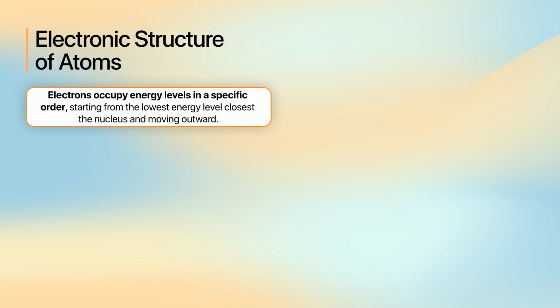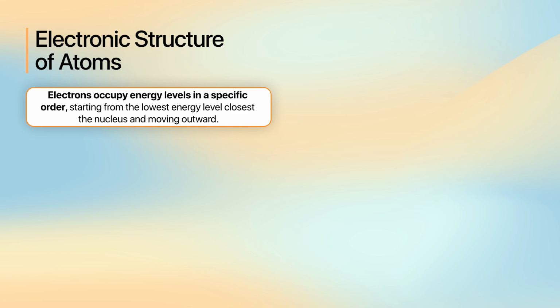In today's lesson, we delved into the electronic structure of atoms. For your GCSE course, you only need to know the electronic structure up to calcium, which is the 20th element in the periodic table. We learned that electrons occupy energy levels in a specific order, starting from the lowest energy level closest to the nucleus and moving outward.